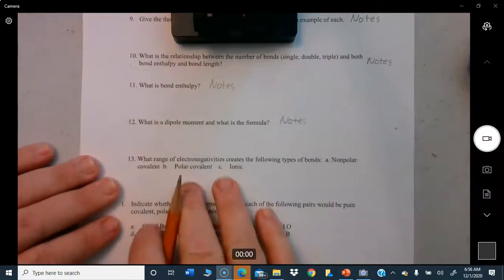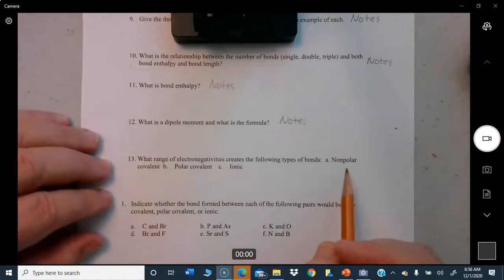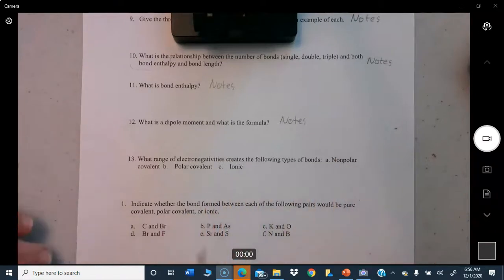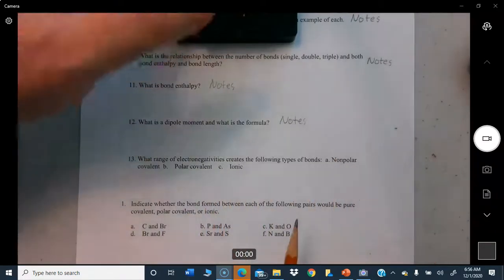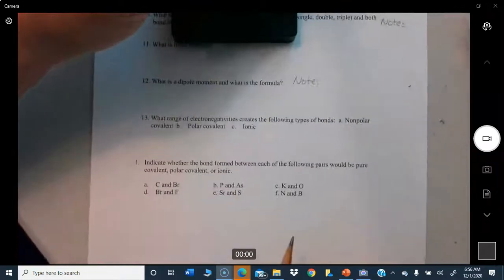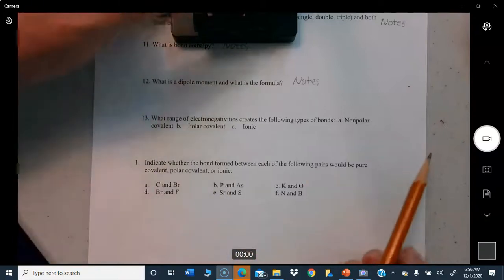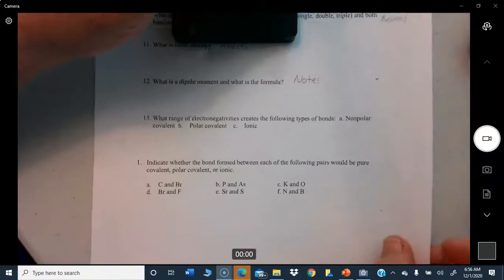So go ahead and answer: what is the range of electronegativities to create the 3 different types of bonds, covalent, polar covalent, or ionic bonds? That's in the video and the notes. And then I just give you an exercise to identify whether each of these is ionic, polar covalent, or covalent. So let's do a couple of them. I'll do a couple of them for you here.